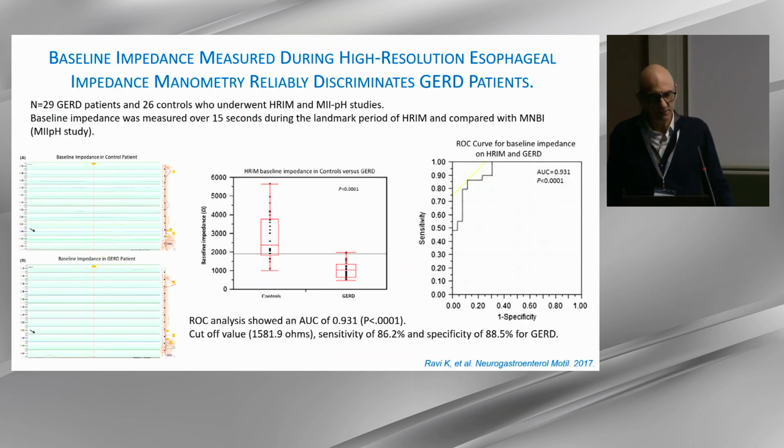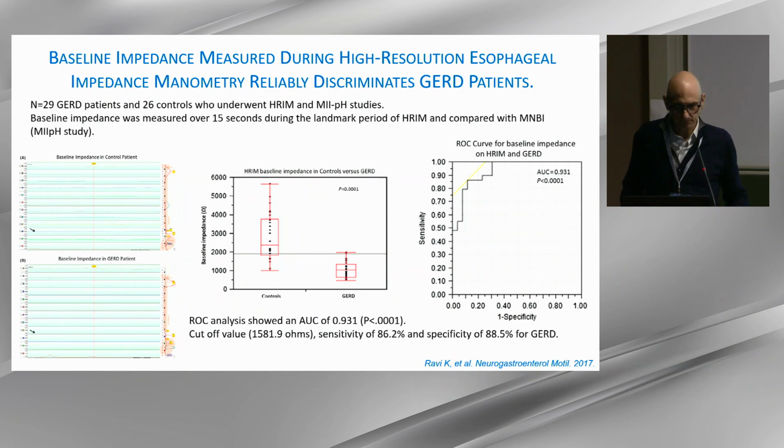Regarding baseline impedance measured during high-resolution manometry, it is very easy to calculate because it requires only 50 seconds during the landmark period of high-resolution impedance manometry. In this study from Ravi, patients with GERD and controls were enrolled, and this metric, baseline impedance, was able to separate GERD from non-GERD well.